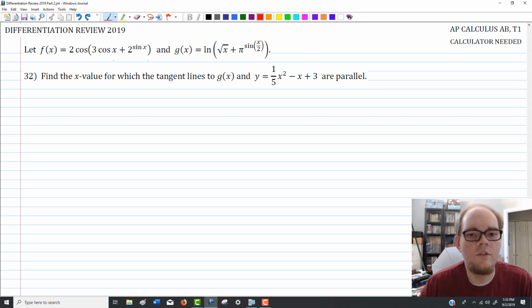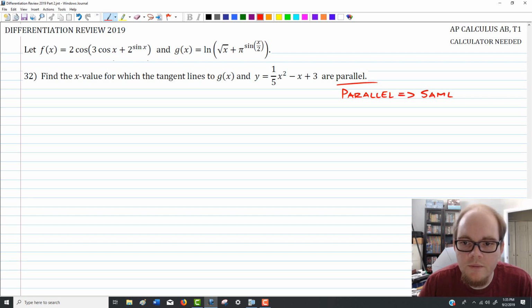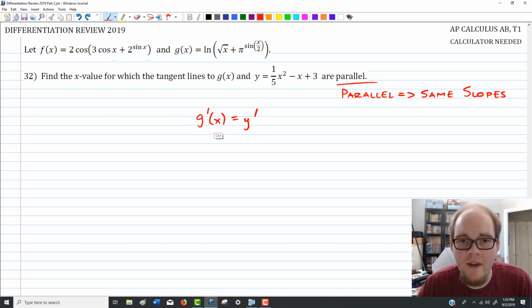So we want the tangent lines to G and y to be parallel. Remember, we said in an earlier problem that if two lines are parallel, that implies that they must have equal or the same slopes. So in this case, we want to figure out when G prime of x is equal to y prime, and then solve for that value. As we said, we don't have the ability to calculate G prime of x exactly. We'll play with it in just a second. But y prime for sure we can do. The derivative of y is going to be 2/5 x minus 1.